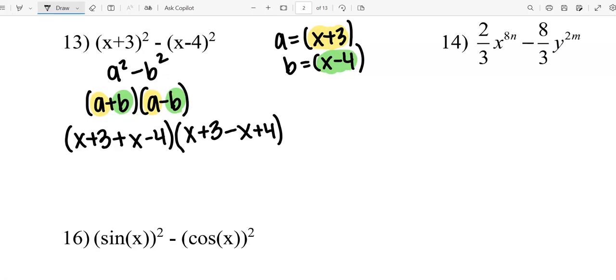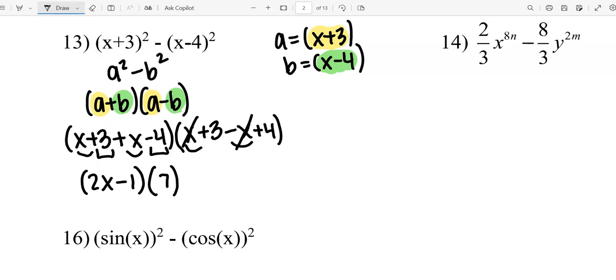Now we can combine like terms in each set of parentheses, only within one set at a time. So x plus x here is 2x. 3 minus 4 gives you negative 1 in your first set of parentheses. In your second set, what happens? The x's make 0, okay? And 3 plus 4 gives you 7. A better way to write this is 7 times 2x minus 1.